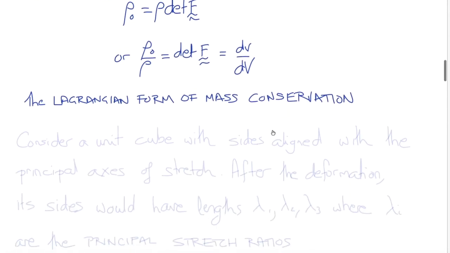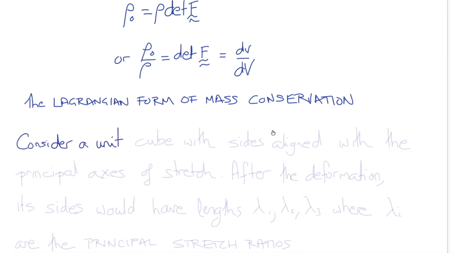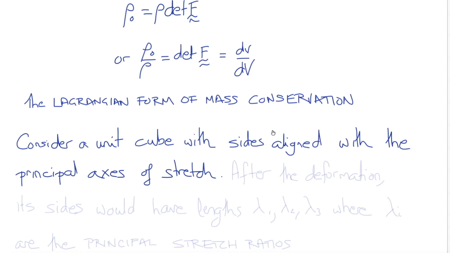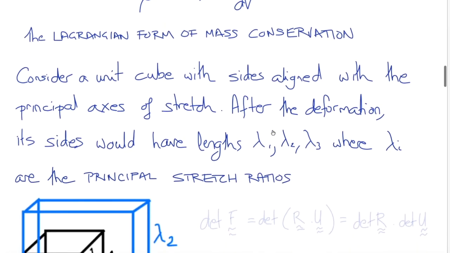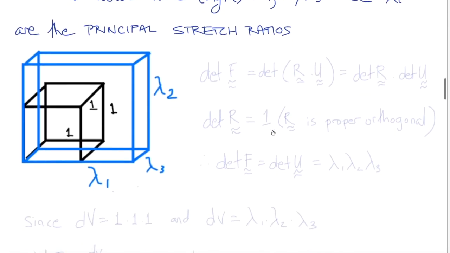To illustrate this, let's consider a unit cube whose sides are aligned with the principal axes of stretch. After the deformation, the sides would now have lengths lambda 1, lambda 2, and lambda 3, which are the three eigenvalues of the stretch tensor U. So they are the principal stretches. So here we see that in this diagram, the original unit cube now has dimensions lambda 1, lambda 2, and lambda 3.